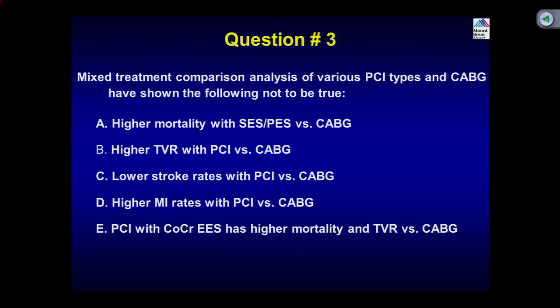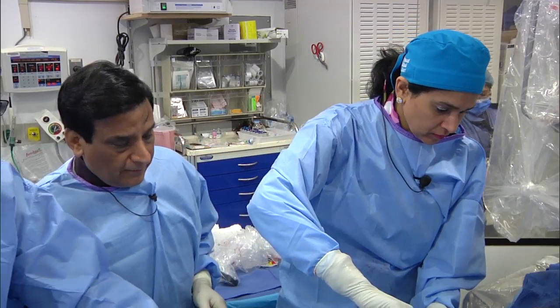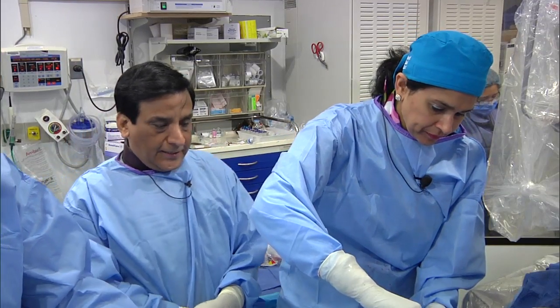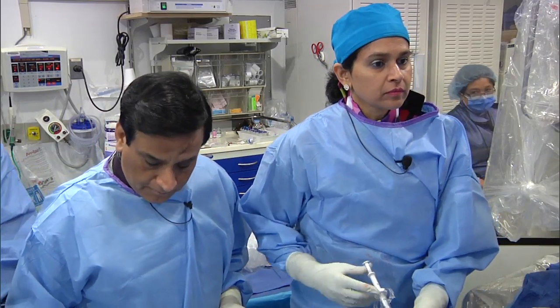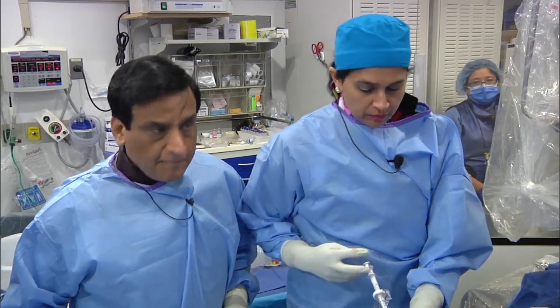Lower stroke rates with PCI versus CABG. Higher MI rates with PCI versus CABG. And PCI with cobalt chromium EES has higher mortality and TVR versus CABG. Clearly, we have spoken about all of this, and I always try to bring the very controversial, or more importantly the latest in the data set, for the results and the scientific advancement of our points.